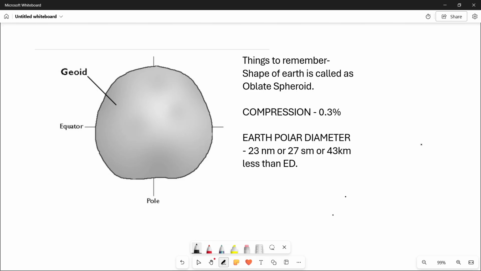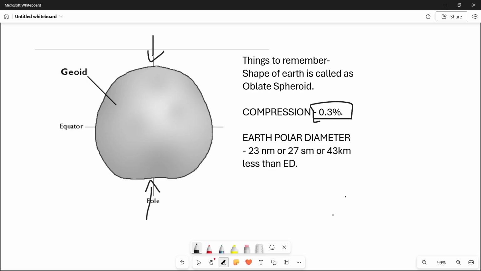Okay, so what is the shape of Earth? We have been told that the shape of Earth is spheroid, but in reality it is not. The shape of Earth is called an oblate spheroid. What does it mean? It means that Earth was a gas cloud, and due to the rotation, it was experiencing centrifugal force, which compressed its poles. How much? 0.3%. Remember this.